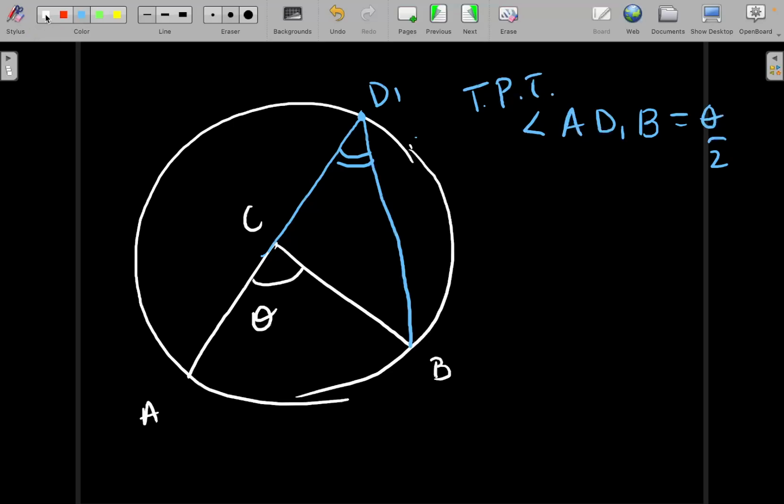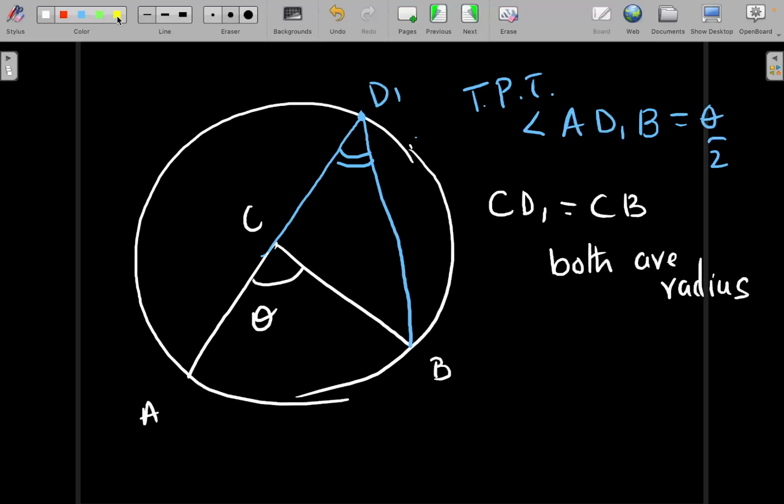Alright, let's get down to the proof now. Notice that CD1 is equal to CB, because both are radii, and that's the first simple observation. That would mean that CD1 is equal to CB. So I've just shown that these two sides are equal.